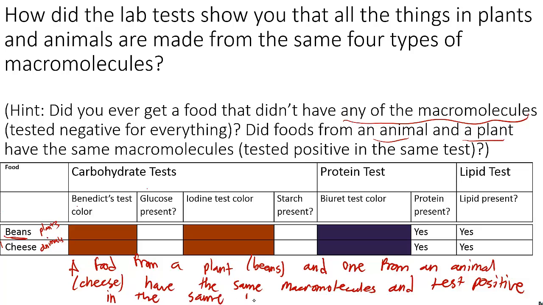So we know that the same 4 types of macromolecules, we can find those in every single thing that's in a plant or animal, because we use the same macromolecules in plants and animals and everything on Earth. We all use the same ones because they all will test positive in the tests.